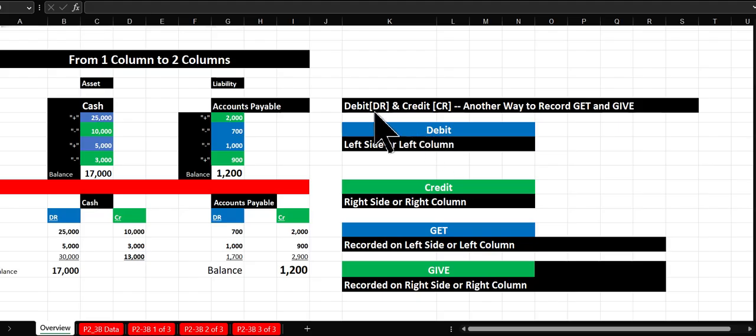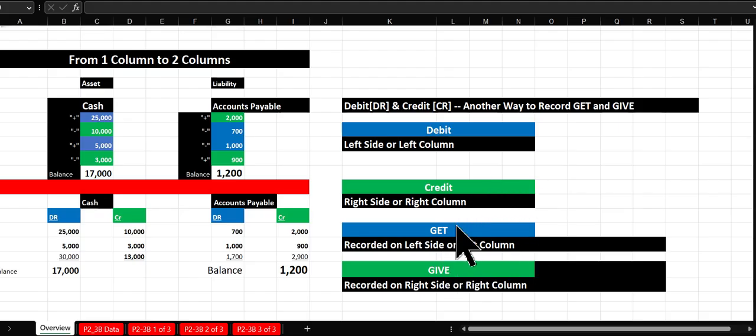Well, first of all, here is the good news. Every get is going to be recorded as a debit, and every give is going to be recorded as a credit. But I'm jumping ahead. What exactly does debit mean? Well, debit really means recording something, a dollar value, on the left side or left column of an account. And credit in accounting means to record something on the right side or right column of the account.